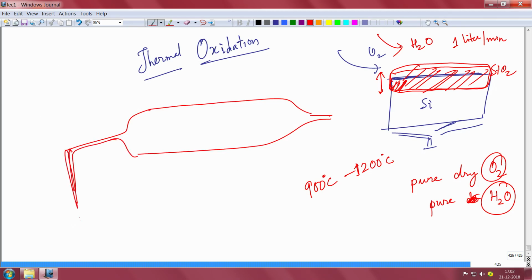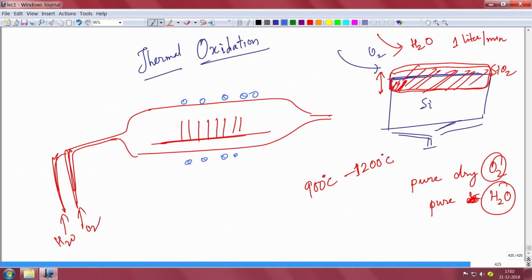You have this different sort of thing, you can put oxygen, maybe you can purge some other gas, you can put water vapor or whatever, and then there will be a platform here where you will keep the silicon wafers like that vertically, for example. And then there will be heating coils, inductive coils or whatever you can say, and then there is an exhaust here. So, you heat the whole thing and you flow these things.